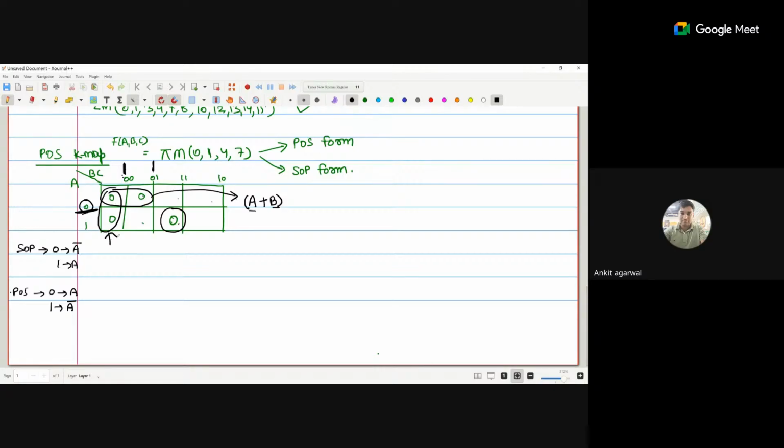For this column, B and C are constant, so the next term is B plus C, because the value is 0 for both. And for the third, this single group, A is constant 1, B and C are constant 1, so the term is A bar plus B bar plus C bar. This is the POS form.